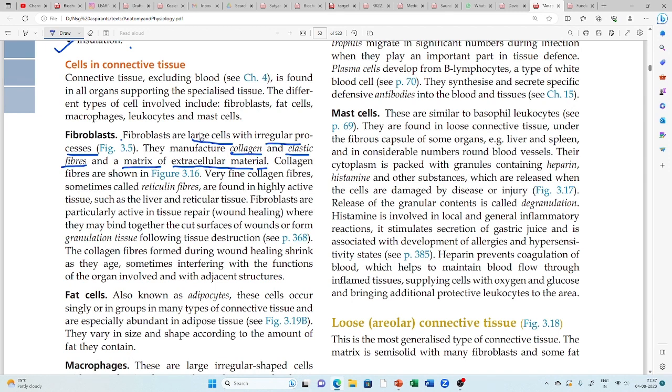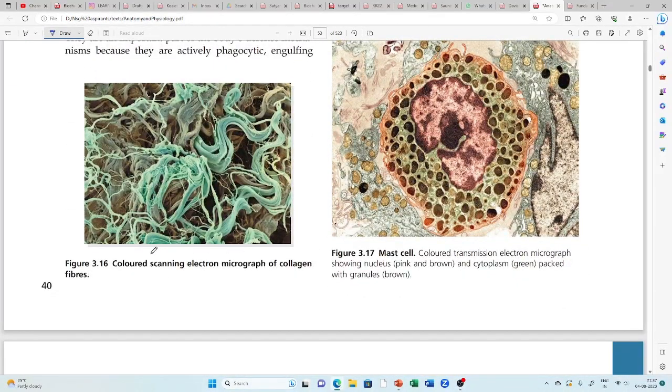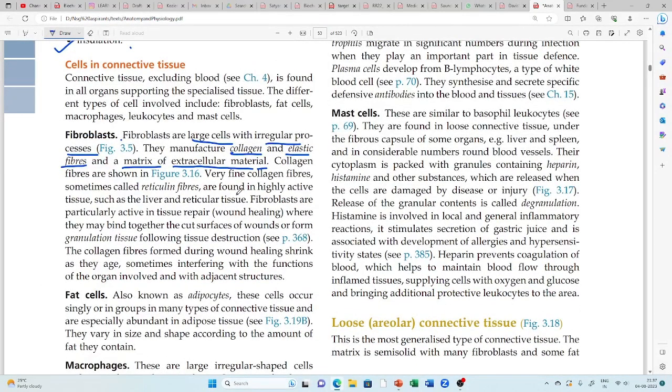You understood? Collagen fibers are shown in this figure 3.16. This green color is the collagen fibers. These collagen fibers are manufactured by whom? Fibroblast. Very fine collagen fibers are sometimes called reticulin fibers. Collagen fibers can be thick or thin, but very fine, that means very thin, collagen fibers are called reticulin fibers, and are found in highly active tissue such as the liver.